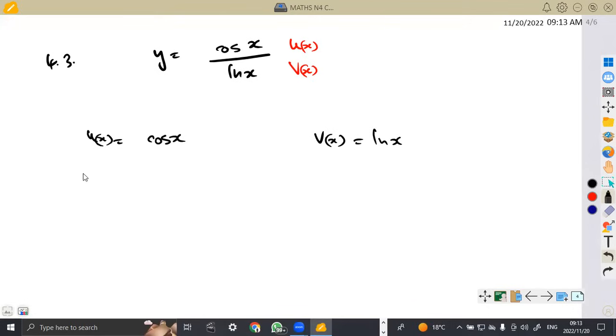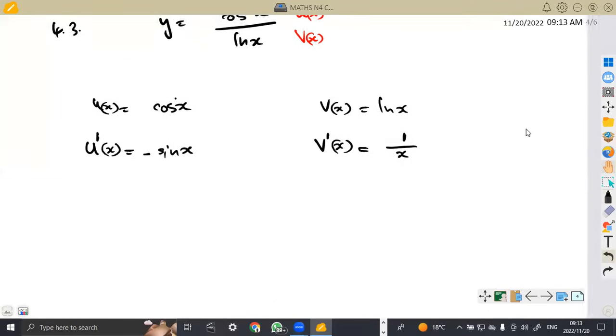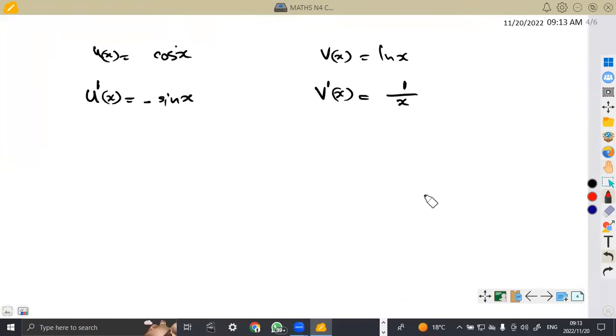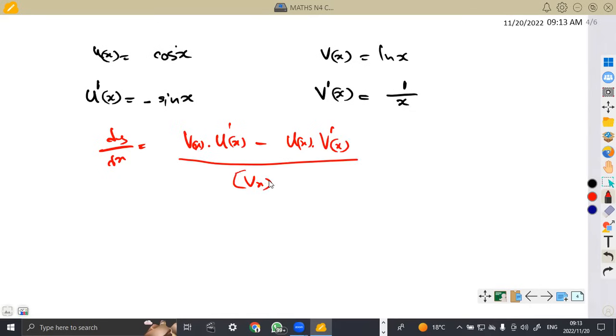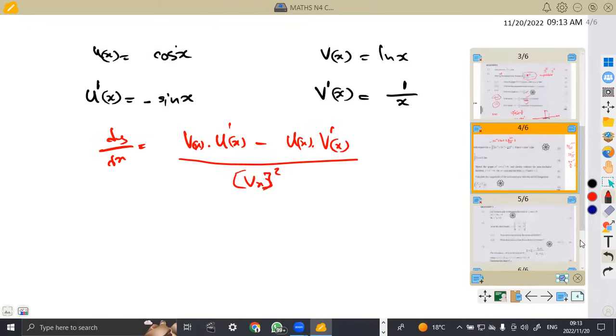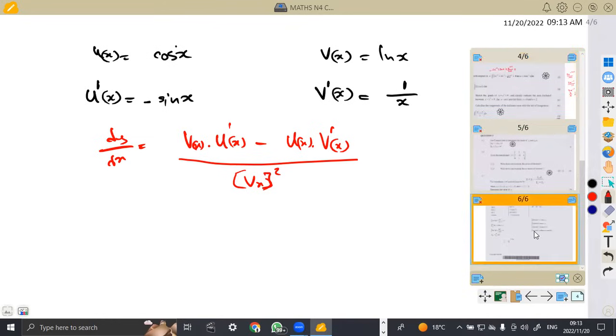We know that there is a need for us to find the derivative of u. If we differentiate cos, it gives us negative sin x. The derivative of ln x is 1 over x. Everything once done is just a matter of substituting into the formula. That is dy/dx is equal to v(x) times the first derivative of u(x) minus u(x) times the first derivative of v(x), over v(x) squared. If you have forgotten, guys, go back to the formula sheet. The formula is already given.